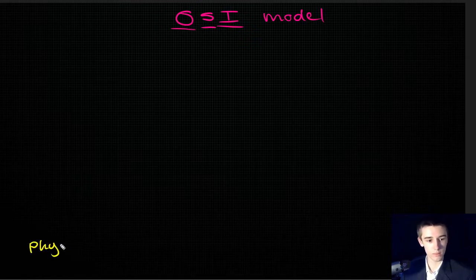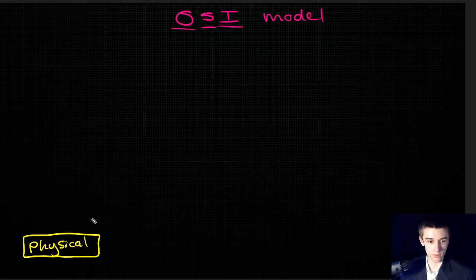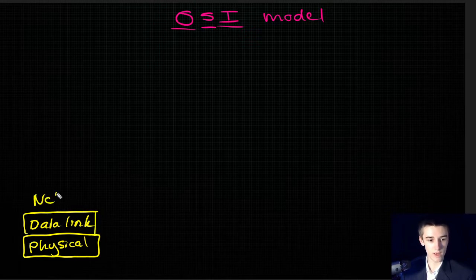At the very bottom, we've got the physical layer. As we go up, it'll get more logical, but this is the easiest layer to comprehend, so I'll come back to it in a minute. Then we've got the data link layer, and if you've heard of MAC addresses, that's where they sit. And then we've got the network layer, and this is where IP addresses do their thing.